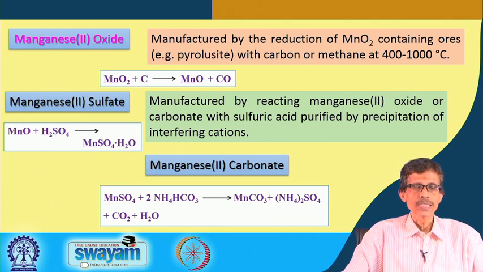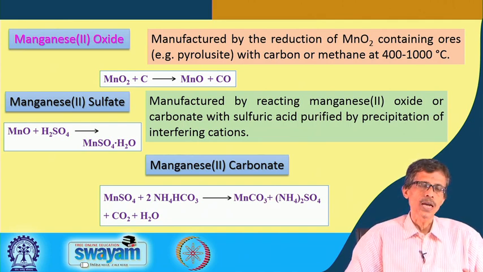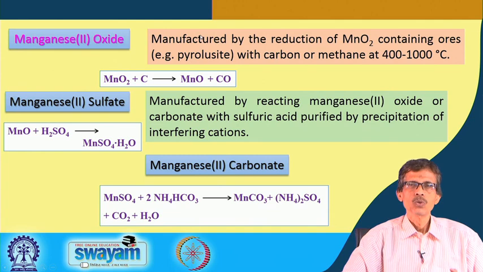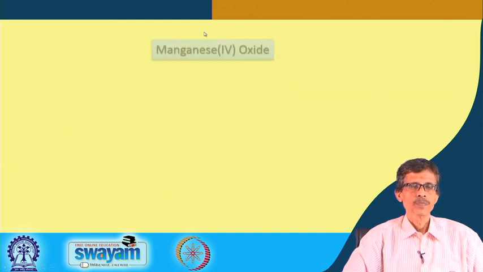So, simply by addition of ammonium bicarbonate, not ammonium carbonate or any other carbonate source, we use the very simple and cheapest one, ammonium bicarbonate, and addition of that bicarbonate will give rise to manganese carbonate, ammonium sulphate, carbon dioxide and water. So, this simple and straightforward inorganic reaction can be utilized for the industrial production of manganese 2 carbonate.